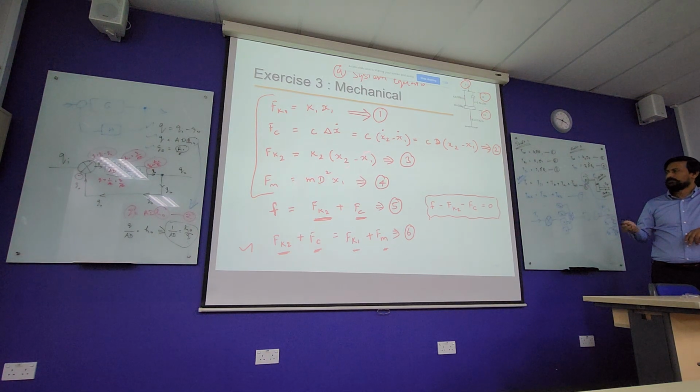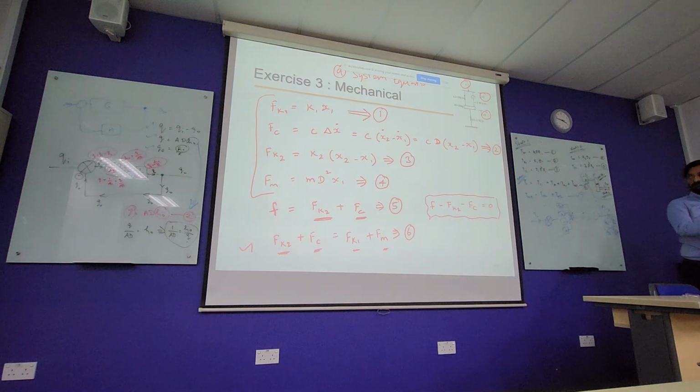Whereas the fourth component is the mass times X double dot X1. So instead of double dot, we can put this one. So is there any question on the 4 equations at this moment? We will go with the questions.